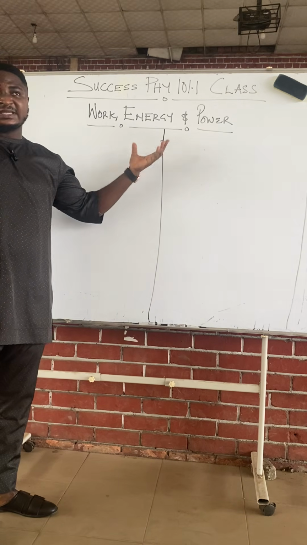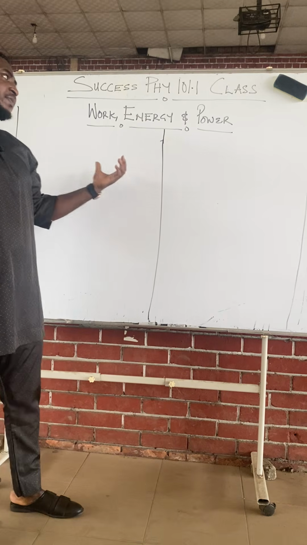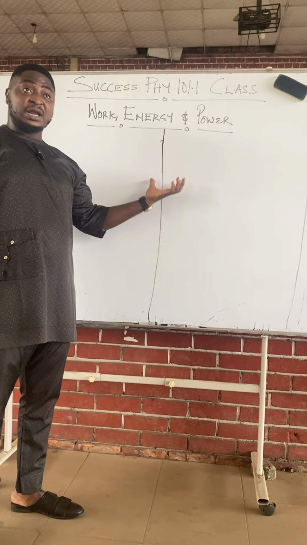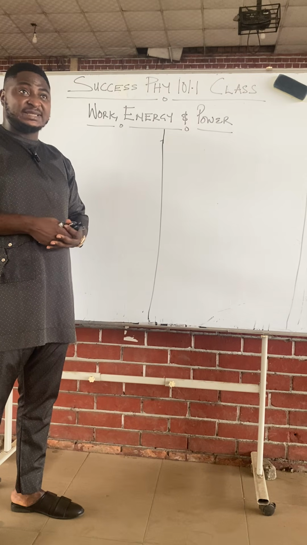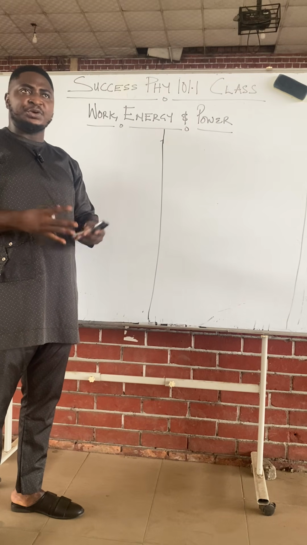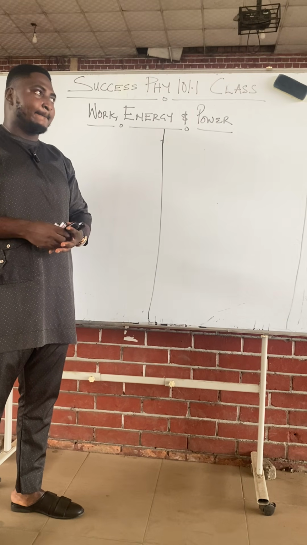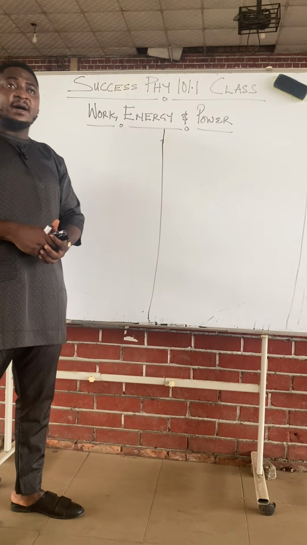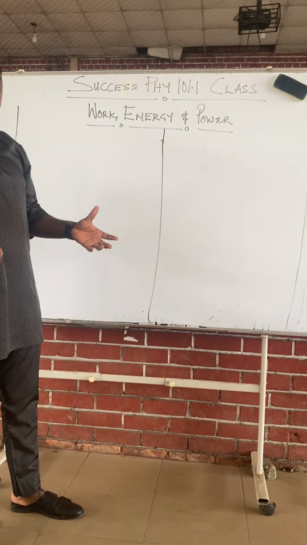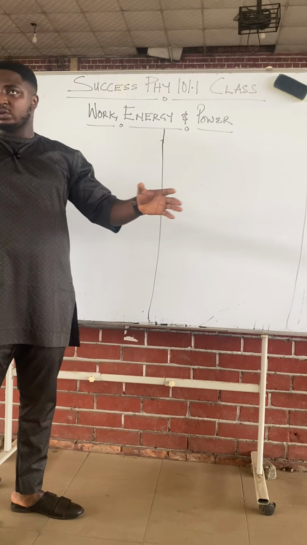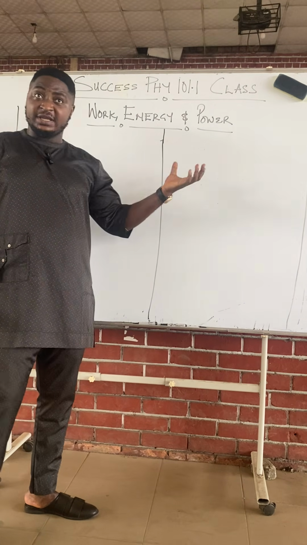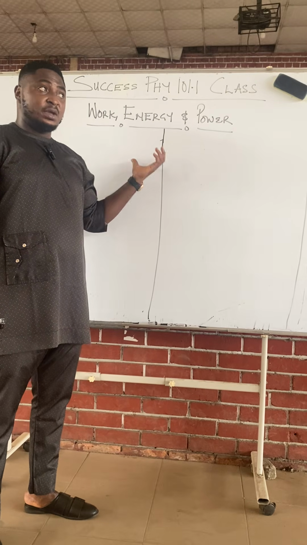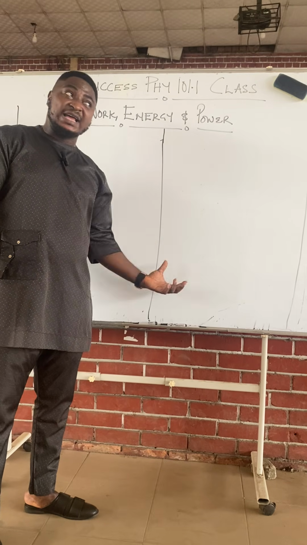Chapter 1 talked about systems of measurement. Chapter 2 talked about kinematics, motion, linear motion, projectile motion, free fall motion, instantaneous velocity, instantaneous acceleration, velocity time graph, displacement time graph. That was chapter 2, and it has been done already. If you missed the class, kindly message me so I can send you a full detail of the class.